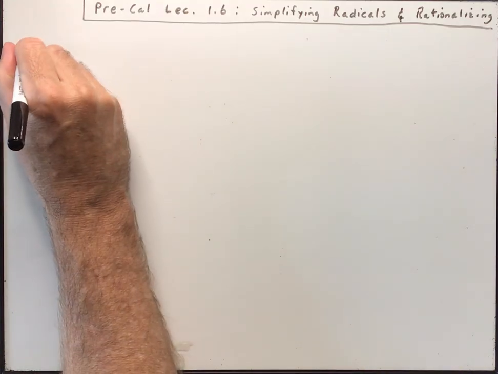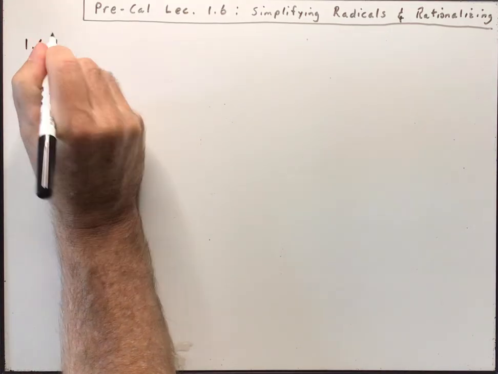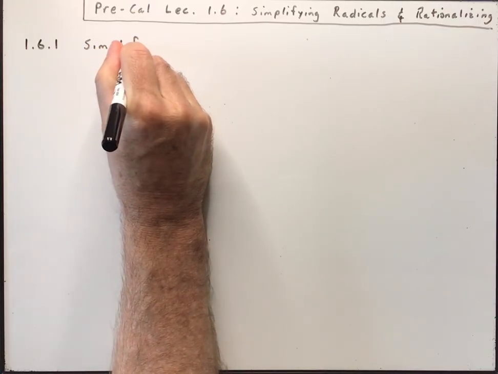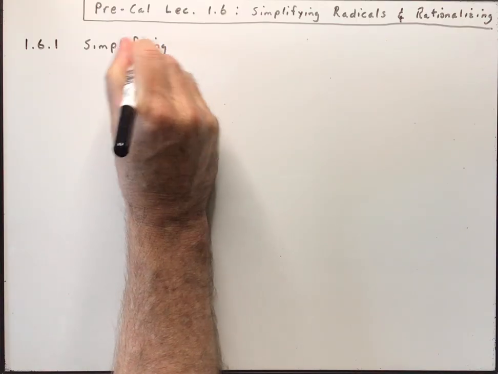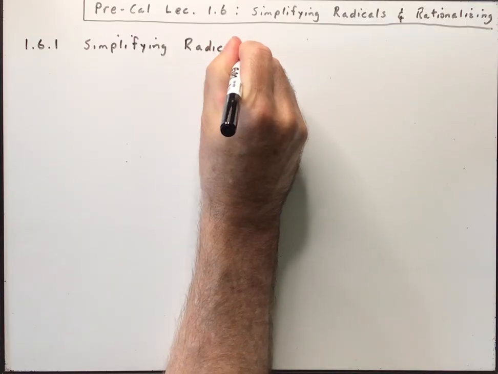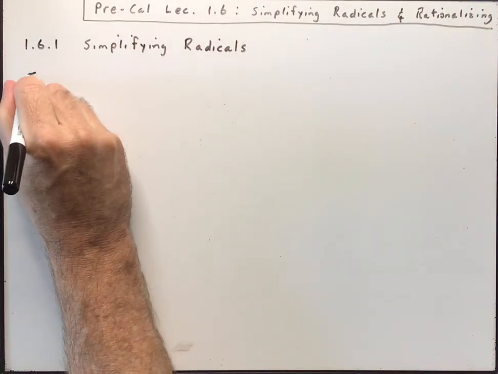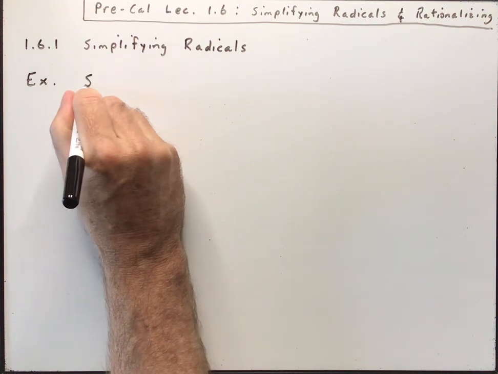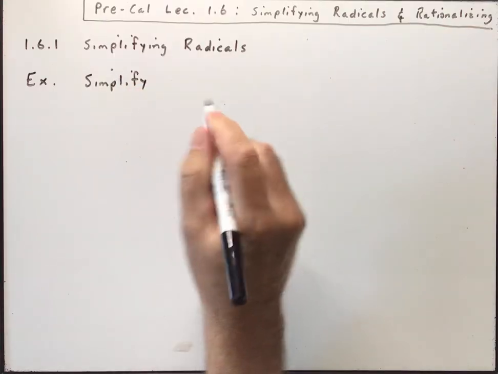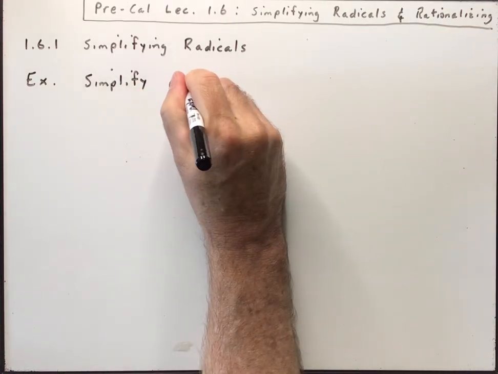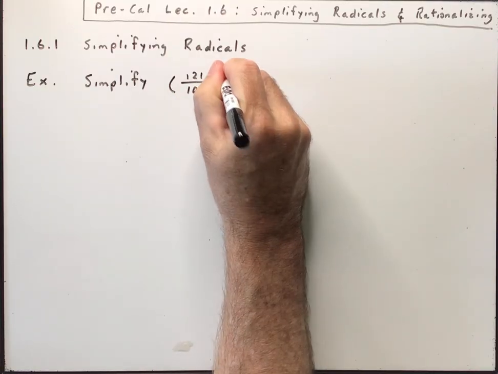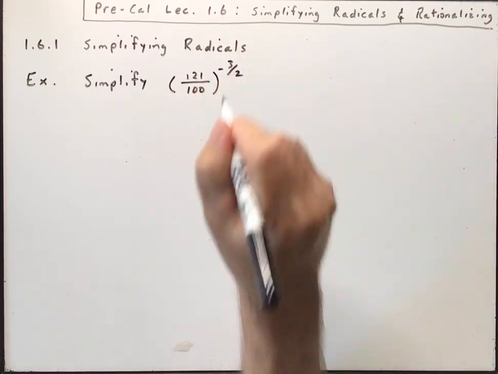So we'll start with section 1.6.1 and we'll call this simplifying radicals. Okay, our first example is let's simplify 121 over 100 to the minus 3/2 power.